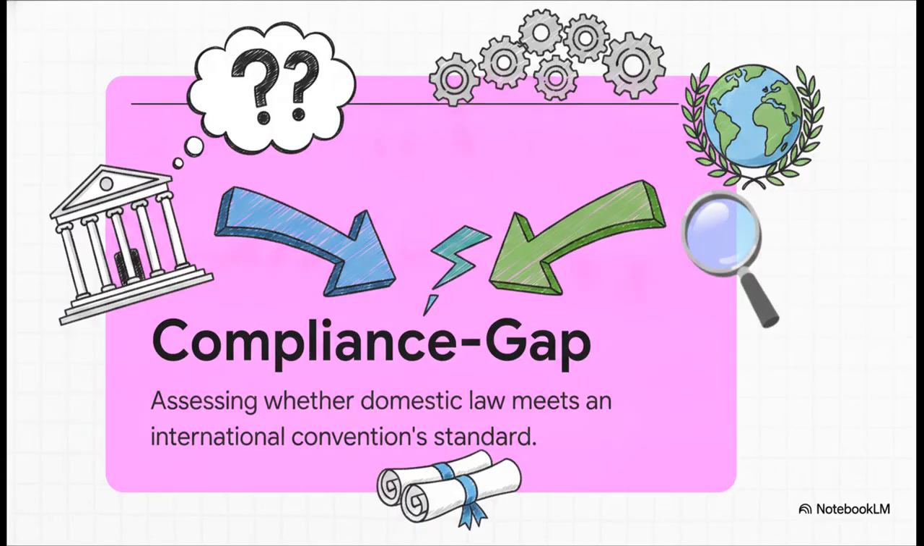If you are sitting there struggling to find a topic, let's talk about a highly reliable technique. In plain language, this is basically about measuring local rules against global rules. The precise term for this is the compliance gap format. It involves assessing whether a country's domestic law actually meets the standards set by an international convention. So you might ask something like, does India's domestic law meet the specific international convention standard? This format is incredibly effective because it gives you a proven, ready-to-go structure. Once you've mapped that gap between the local law and the global standard, honestly, the dissertation practically writes itself.